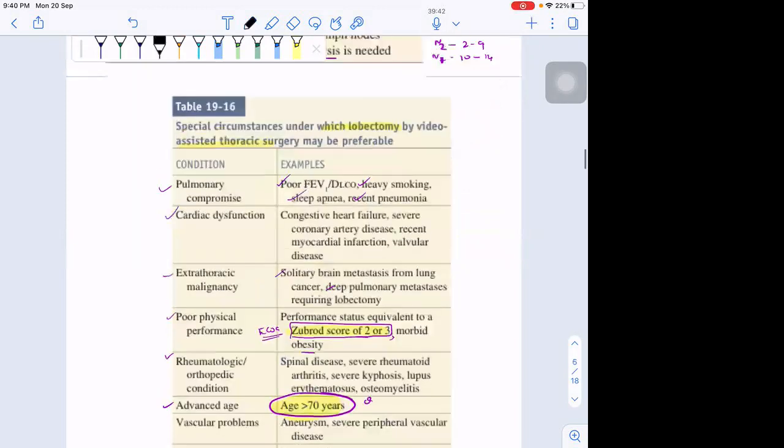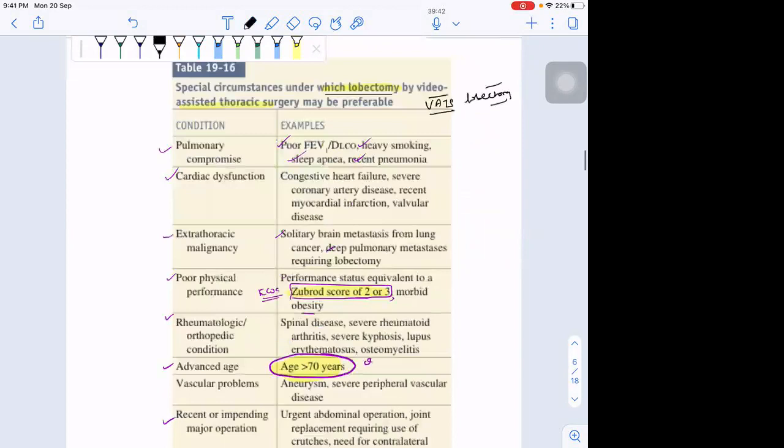So next, what are the circumstances under which we can do lobectomy by video assisted VATS? So VATS lobectomy. What are the special things needed? Basic conditions needed: we have to see the pulmonary compromise of the patient. For example, suppose the patient has poor FEV1 and DLCO, or is a heavy smoker, or has sleep apnea, or recurrent pneumonia, or recent pneumonia, then you can go for this VATS procedure.